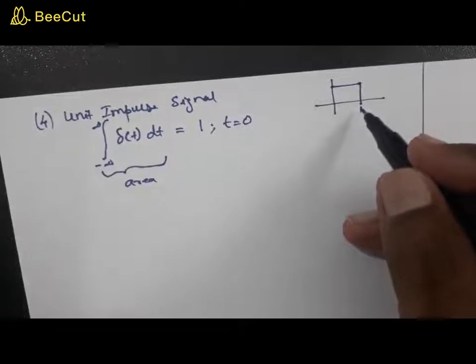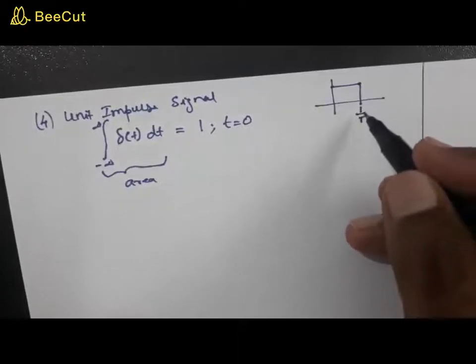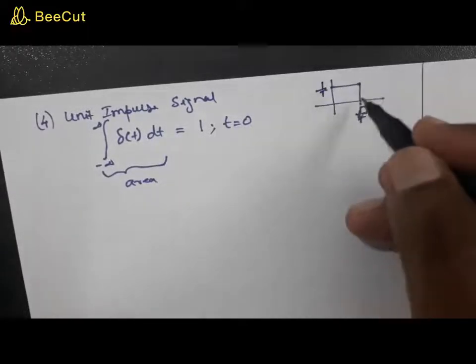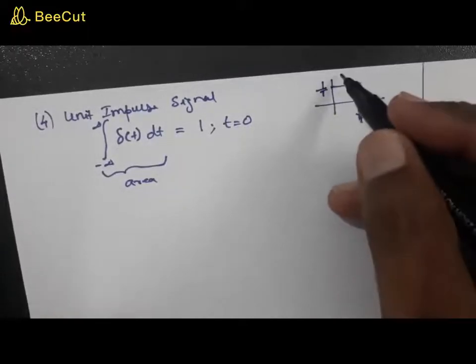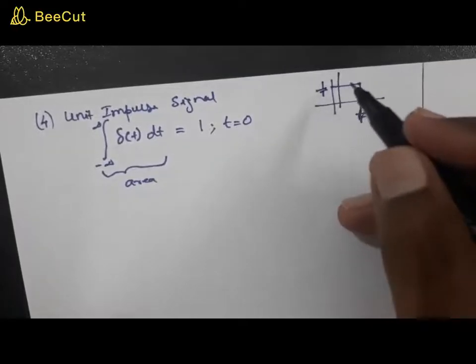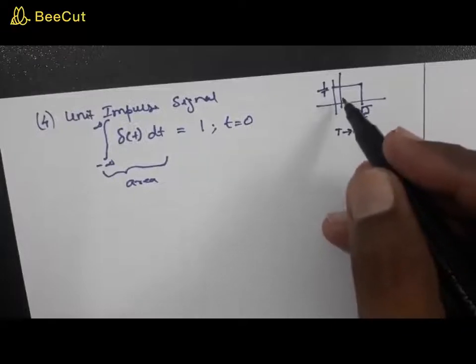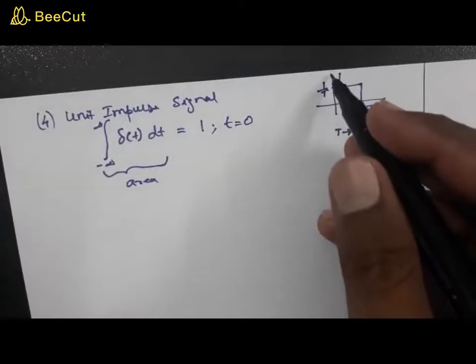It can be considered as a rectangular pulse with pulse width capital T and amplitude 1 by T. As it becomes narrower and narrower, T decreases and approaches 0, and as T decreases, 1 by T increases.